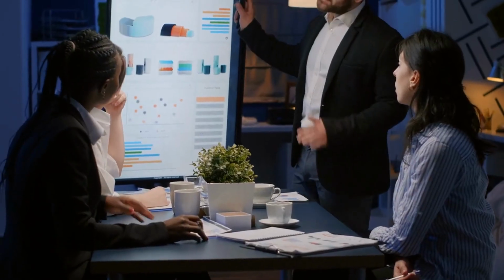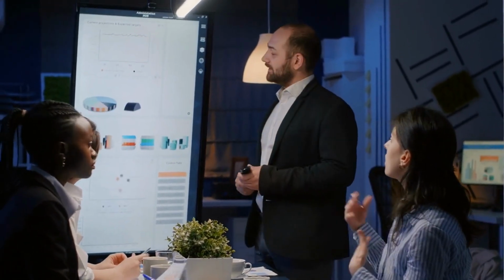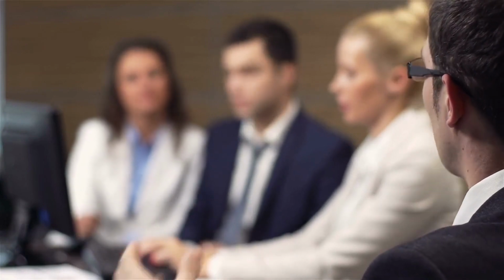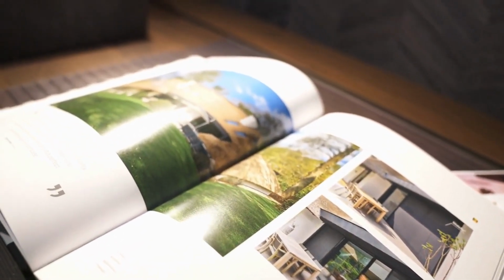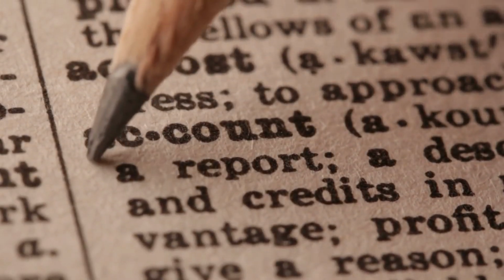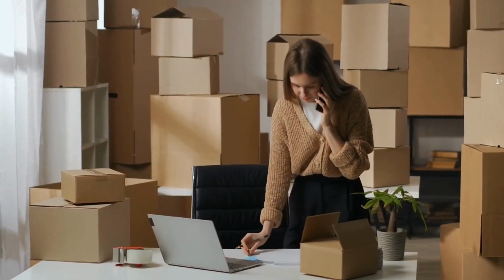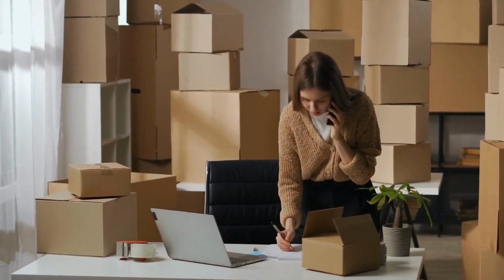Now that you know why a business plan is important, let's go over what you need to include in your plan. The first part of your business plan should be your executive summary. This is a brief overview of your business and its goals. It should include your mission statement and a brief description of your business. The next section should be your business overview. This should include your company history, the product or service you offer, and your competitive advantage.